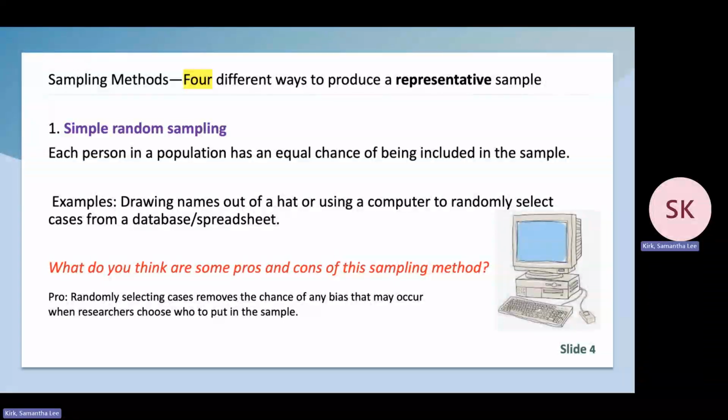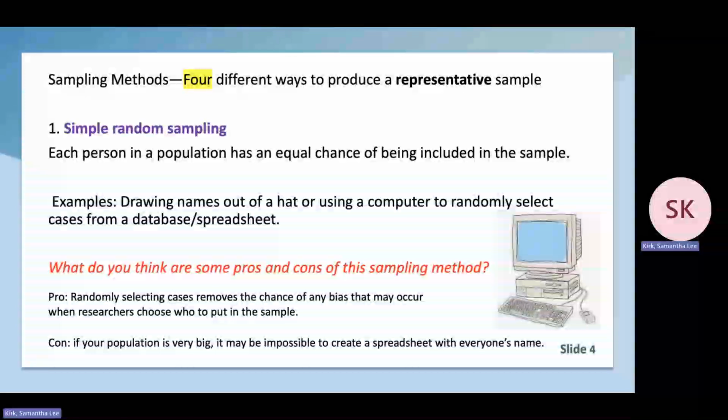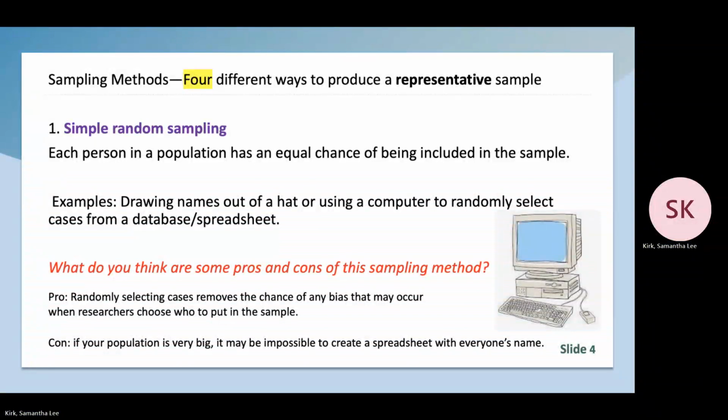Asking a computer to do it, there's no bias there, and so a computer would probably make a more representative sample. Now, a con is if the population is very big, it may be impossible to create a spreadsheet with everybody's name on it, like the population of all college students. If we don't have a spreadsheet with everybody's name there, not everyone has an equal chance of being included in the sample. But what if we want to do random sampling, but we don't have a big spreadsheet? Can we still do it?